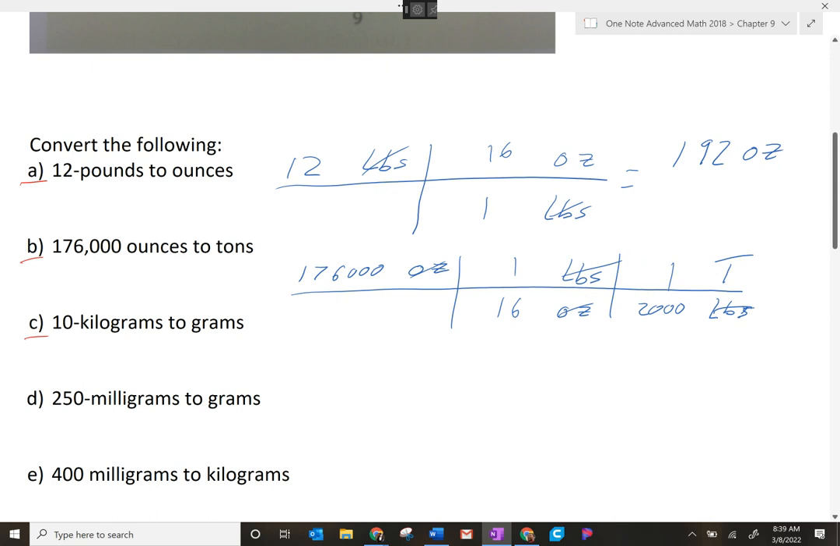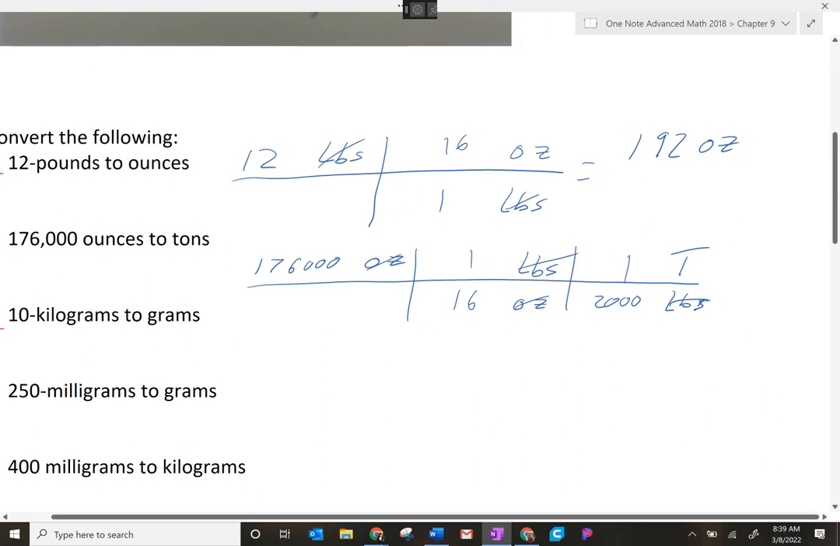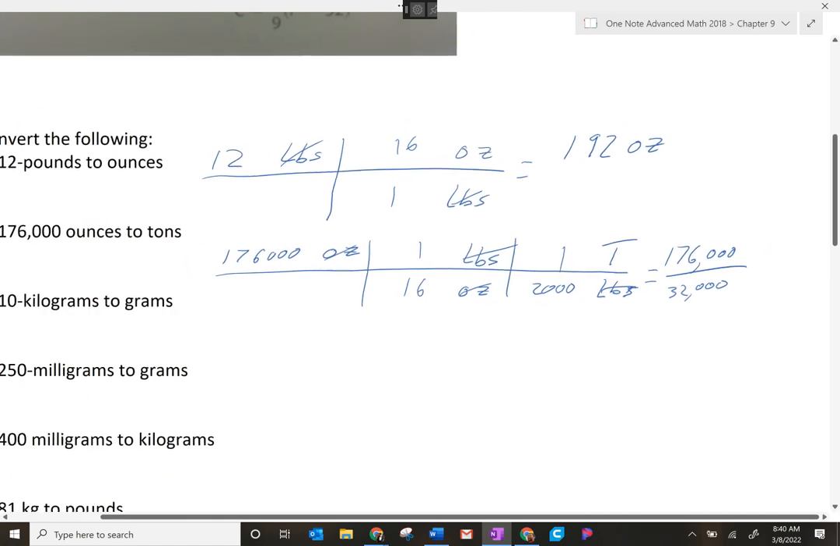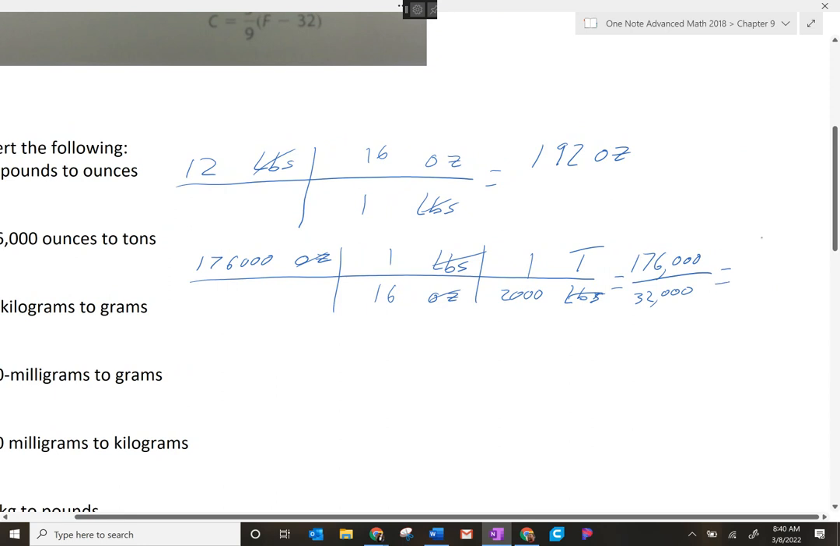Multiply straight across the top, multiply straight across the bottom. I've got 176,000. So again, I forgot to put this one on there. I got the 176,000. All that will be over 32,000. My final answer for this one is going to come all the way down to 0.55 tons.